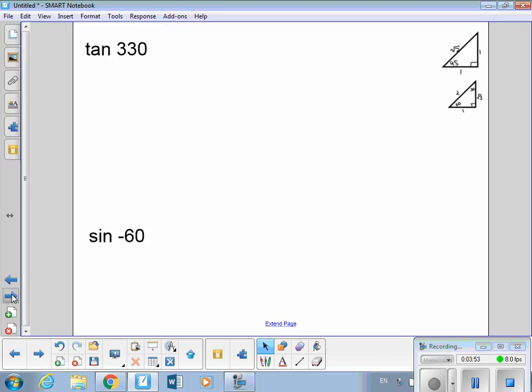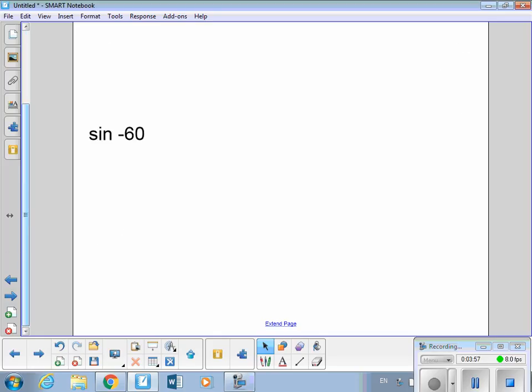I'm going to skip down to the sine of negative 60, just so that we have a negative one. When we have a negative angle, instead of going counterclockwise, I go clockwise. So this here is 60 degrees, because if I'm going this direction, that's negative 60. Same idea as before, I put a perpendicular up to the x-axis. We know that it's 60.